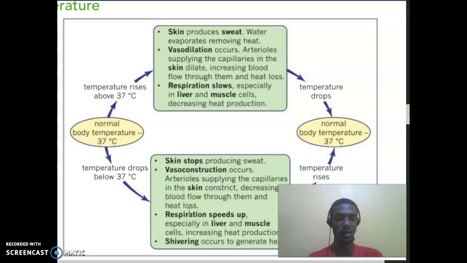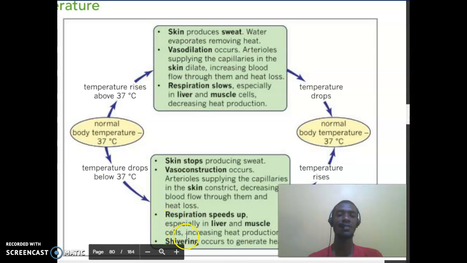Respiration speeds up because respiration produces heat as a byproduct, so the liver would work a little harder, the muscles would work a little harder, and the muscles can work a little harder by shivering. Shivering is a way in which the muscles work harder to produce more heat so that we can feel more comfortable in a cold environment. So shivering generates heat and the muscles of the body would shiver.